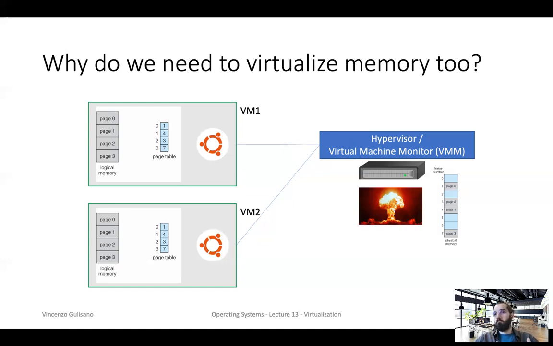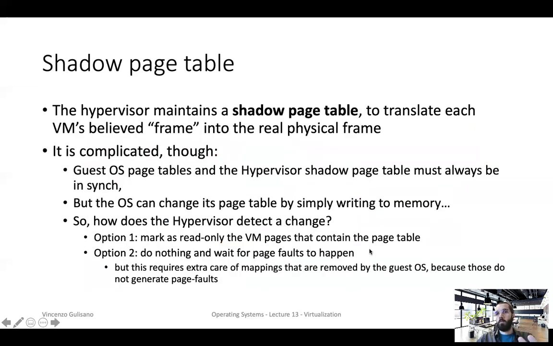So what you do, probably you can imagine, is that you add an extra layer in between, so that the hypervisor manages the operating system view of the memory, and then the operating system manages its own view of the memory when it comes to interacting with the processes, okay? And what you do is that you basically introduce a new page table, and this is called the shadow page table, that is maintained by the hypervisor, and this is used to translate what each virtual machine guest operating system sees as a frame into the actual real physical frame.